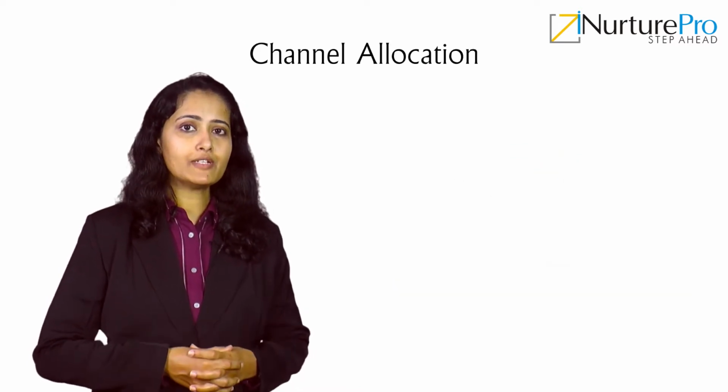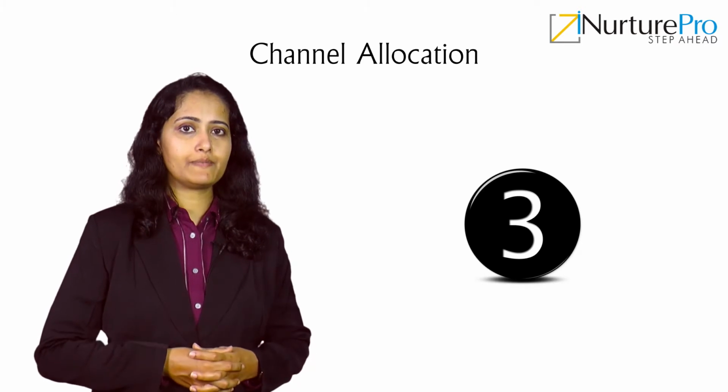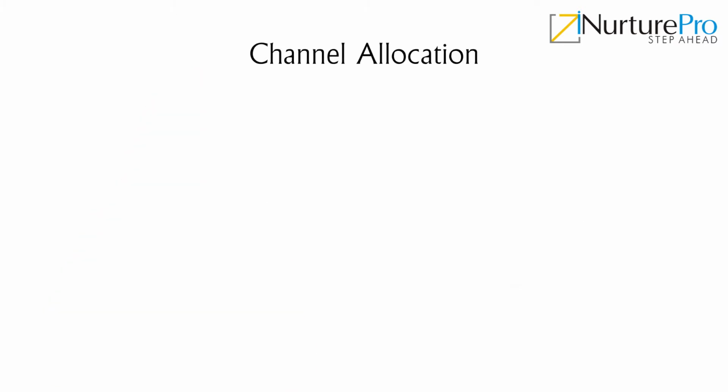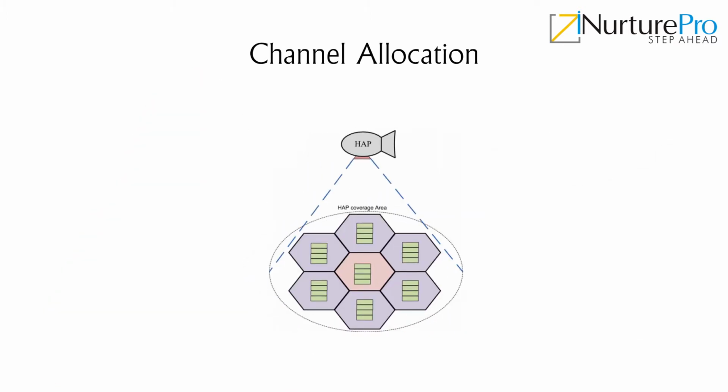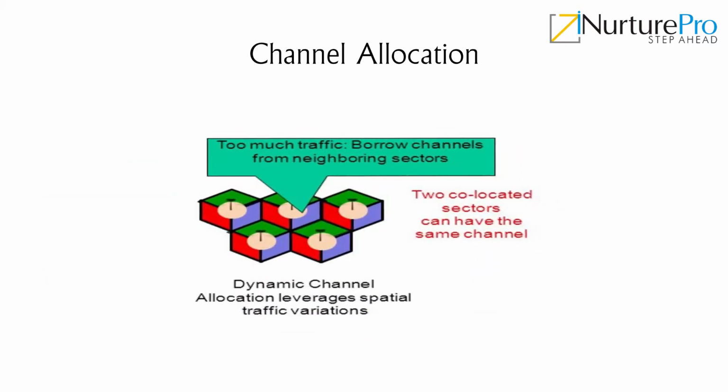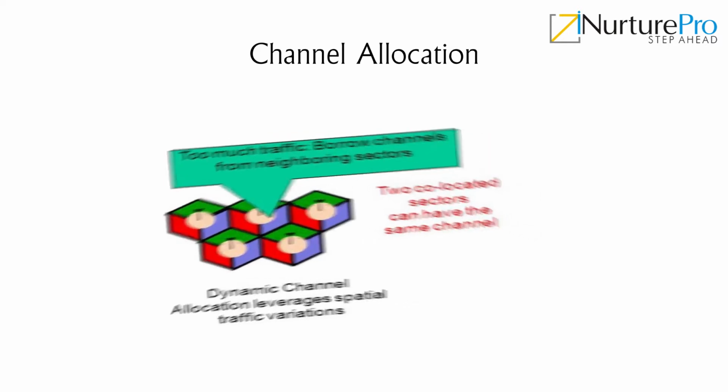There are three methods in which channels can be allocated. Fixed channel allocation (FCA). In this method, channels are pre-allocated or pre-designated to the cells. Dynamic channel allocation (DCA). Here, channels are not pre-allocated. When a call comes, whichever channel is free is assigned to that call.